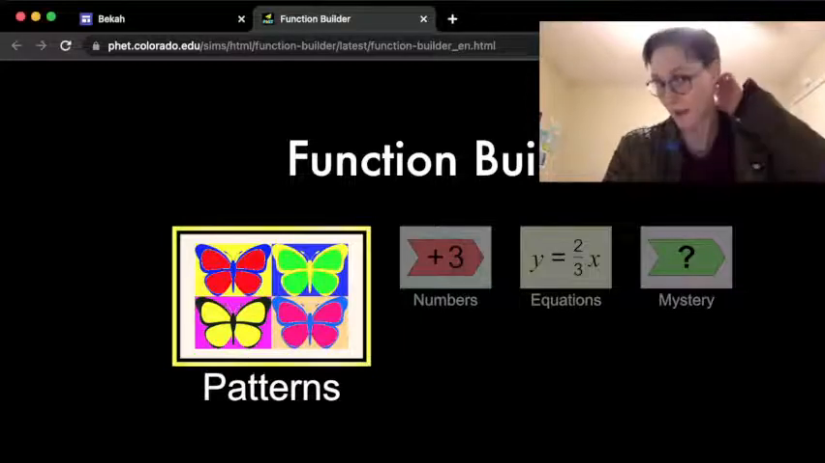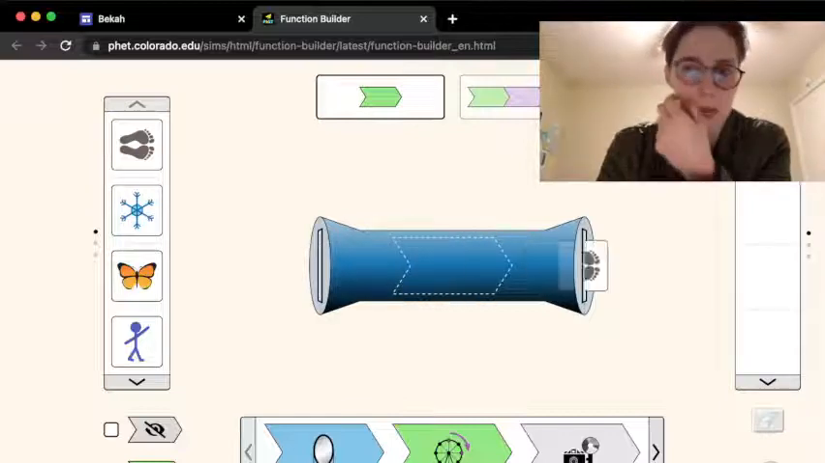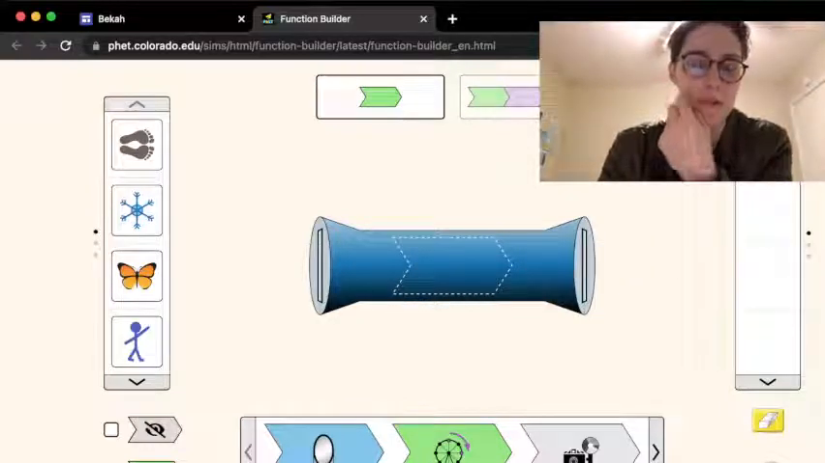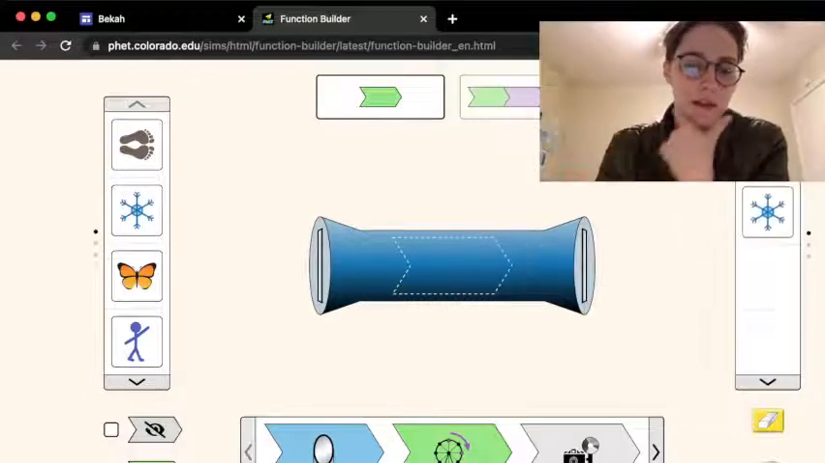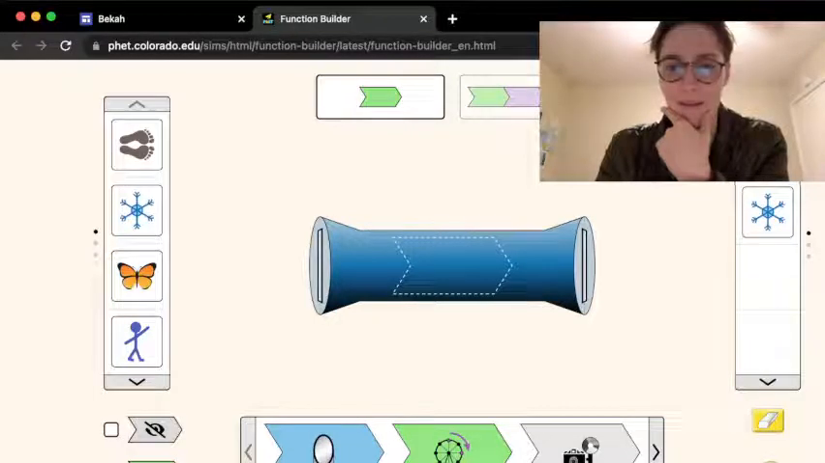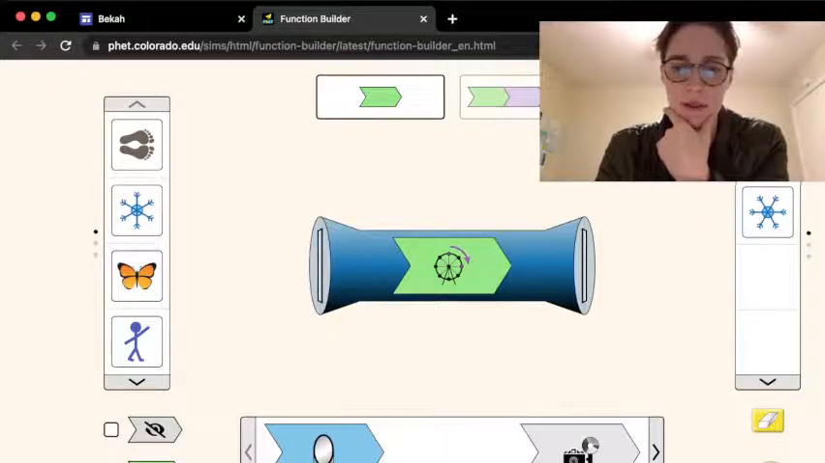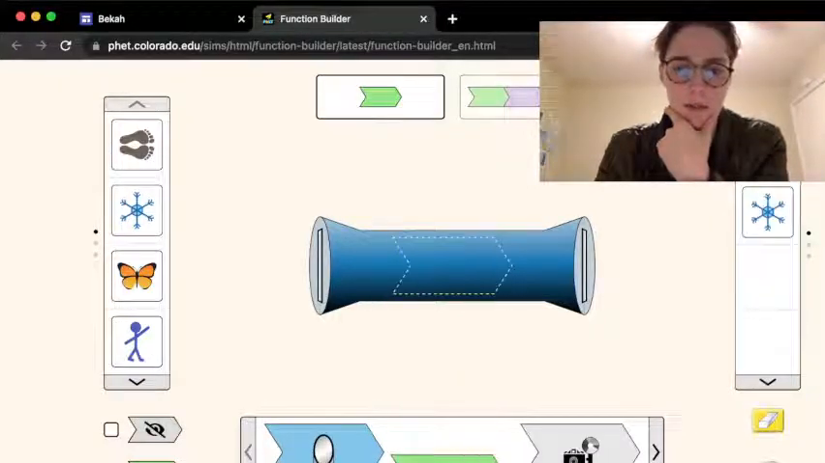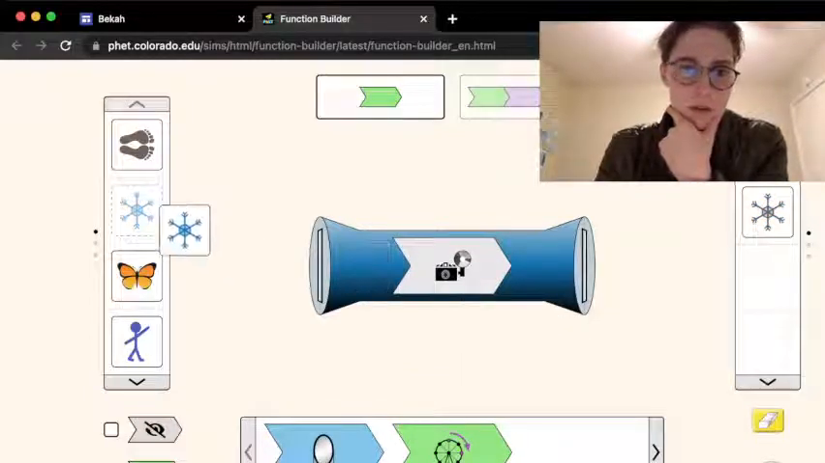So if we click on patterns here, we're putting these little shapes in, and over here on the right, we're getting these shapes out. Students can play around with this. I think these little symbols down here took me a minute to think about, but all we have is a reflection, a translation, and then honestly, I didn't play with this camera one. Probably a transformation of some kind.